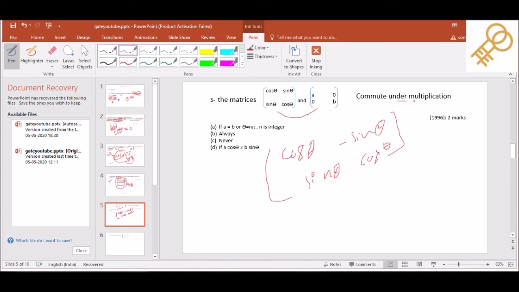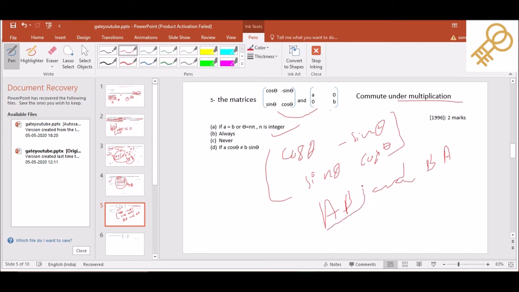He's telling under multiplication. So first you have to find AB and BA. They have told already they commute under multiplication, meaning AB and BA are both equal. Already they have told. You have to find in which condition they commute under multiplication.